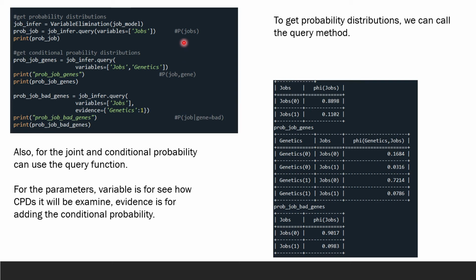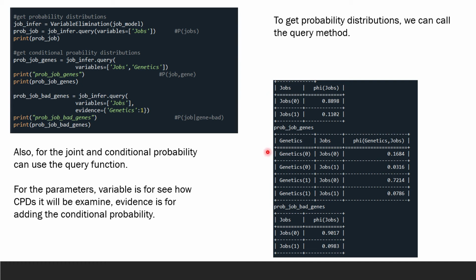For the first one we have the probability of jobs, but for the second one we have the joint probability of jobs and genes. Let's see the output here. In here we have 4 outputs, because we have 2 inputs. Yeah, the gene 0, job 0.